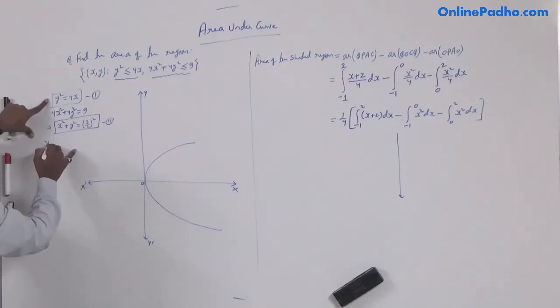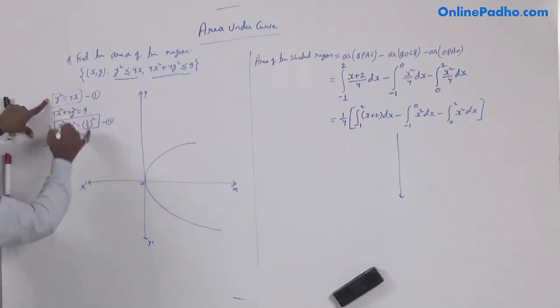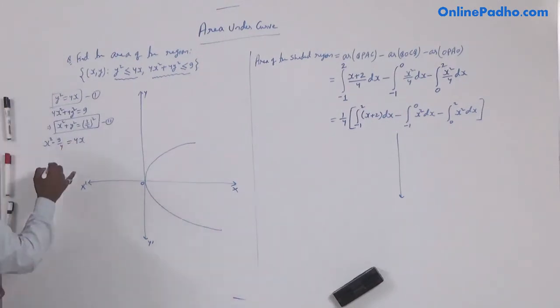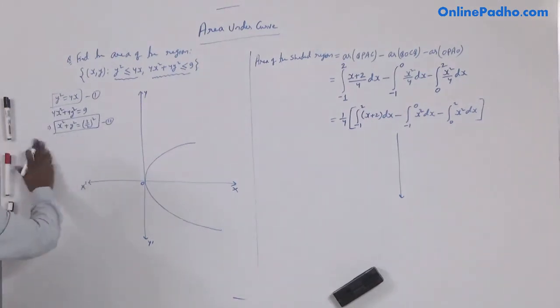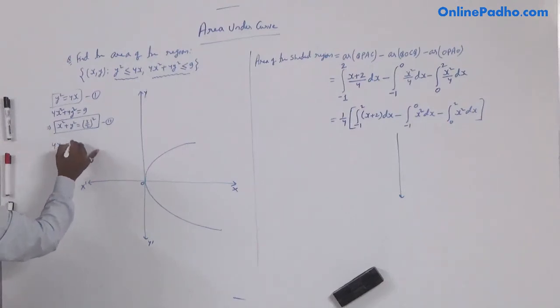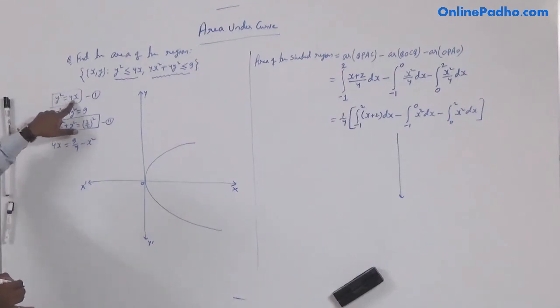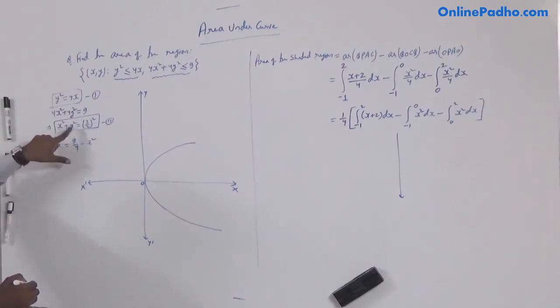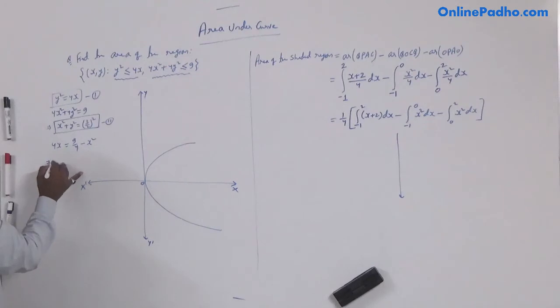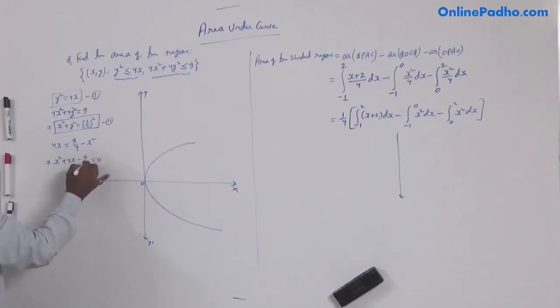You will get x square minus 9 by 4. This is the value of y square in the second equation, and the value of y square in the first equation is 4x, right? 4x is equal to 9 by 4 minus x square, right? Y square in the first equation is 4x and y square in the second equation is 9 by 4 minus x square. Now we have a quadratic equation x square plus 4x minus 9 by 4 equal to 0. We have to find the value of x here.